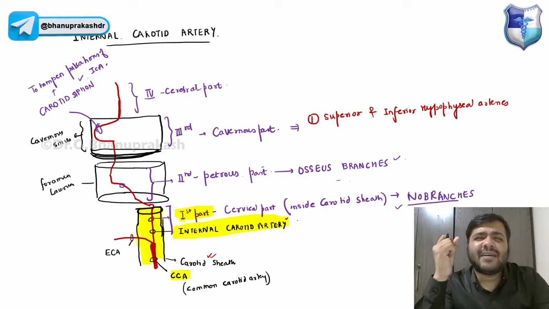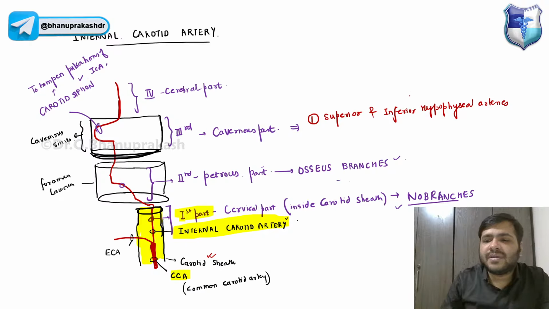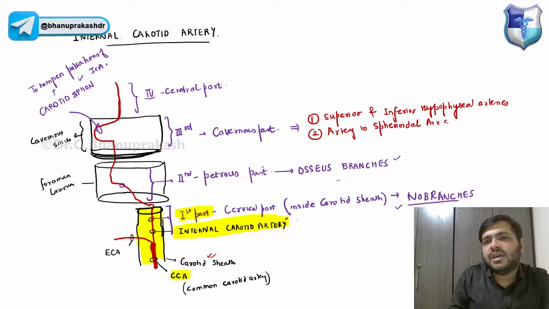Like guys, I will be teaching you the cavernous sinus. Whatever is in relation with the medial aspect of the cavernous sinus, they all are supplied by it. So basically, we have artery 2, the sphenoidal air sinuses, and we have meningeal branches also.